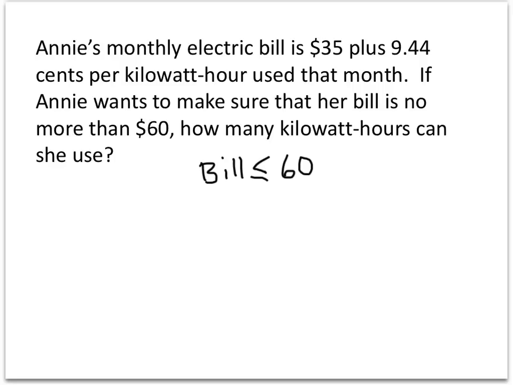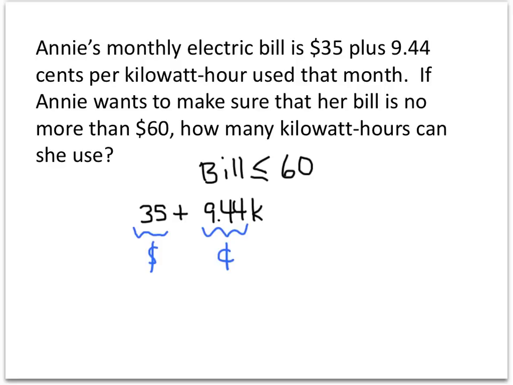That at least gets us started on our way towards setting up our inequality. But what is that bill? Well, it's $35 plus 9.44 cents per kilowatt hour. So the bill is going to be 35 plus something to do with 9.44. If we let k be the number of kilowatt hours, it's 9.44 cents times k. But we've got to watch out here. If I just write 9.44 here, that is not quite right, because this number 35 is in dollars, and this number 9.44 is in cents. And so my two expressions here aren't really compatible with each other.